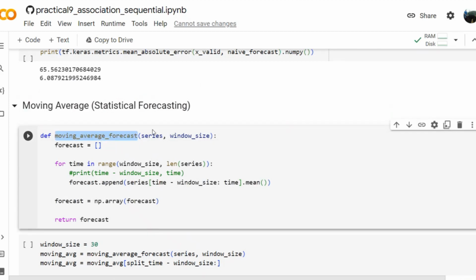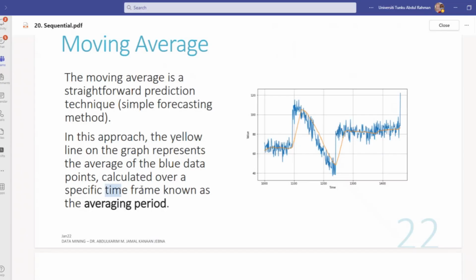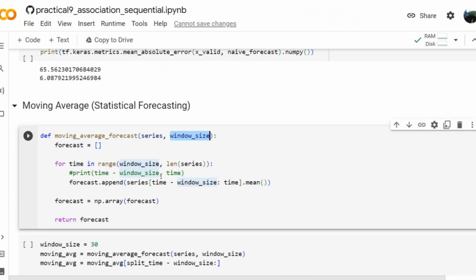The function has been built to take the data and the window size, because remember, we need a time frame. So we define the window size, which is the time frame. Then we take the mean for a specific period of time, and we add it inside a list. Finally, we convert it to a NumPy array and pass it back. This function is going to help us calculate the moving average, not only for one value, but for a series of values over a specific period of time.